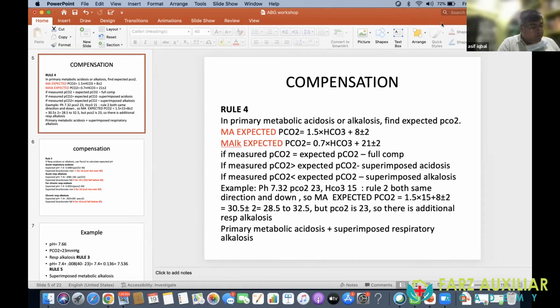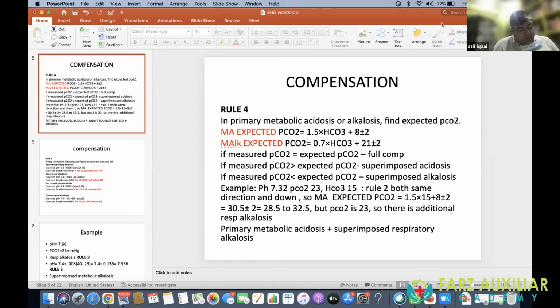Okay. So what is the probable etiology of the above ABG derangement? Because of COPD, it is a chronic COPD. Yes, sir. Okay.